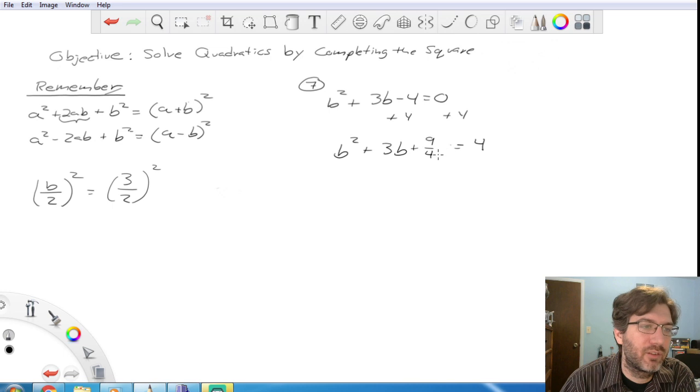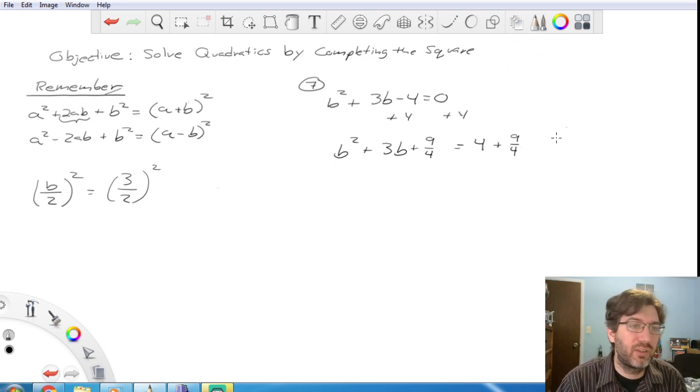And again, I'm going to leave it as a fraction just because it's probably going to be easier for me in the long run. And over here, because I did it to this side, I have to do it to this side too. So I'm not adding a random number, but I'm adding a number to this side to make it fit this pattern over here. But if I do that, I have to remember to do it to this side as well, plus 9/4 over here.